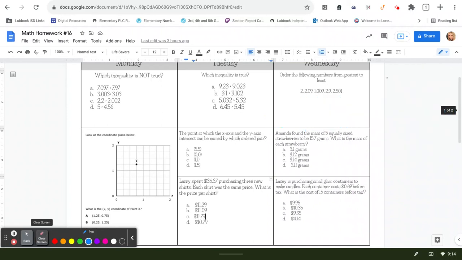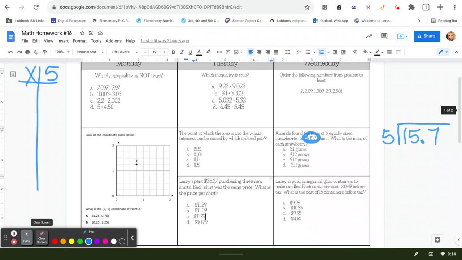Okay. Amanda found the mass of 5 equally sized strawberries to be 15 and 7/10 grams. What is the mass of each strawberry? They're giving me the total. I know that each strawberry is the same weight, so we're dividing here. 15 and 7/10 divided by 5. If you need to make your 5's cheat sheet, do that.